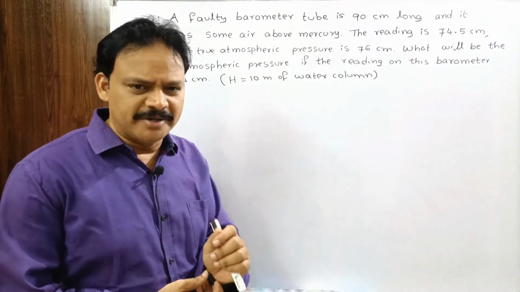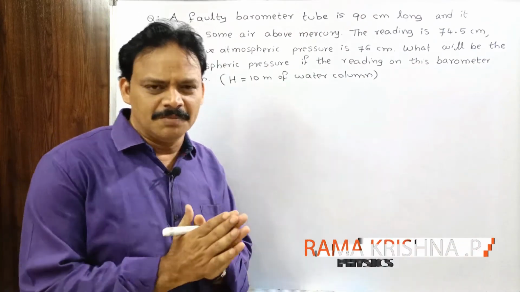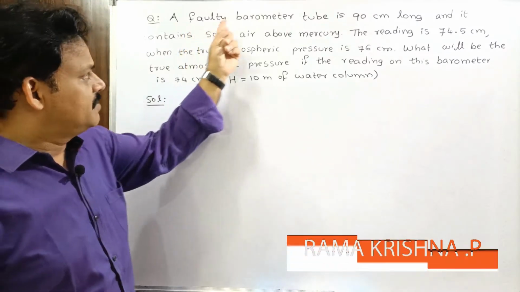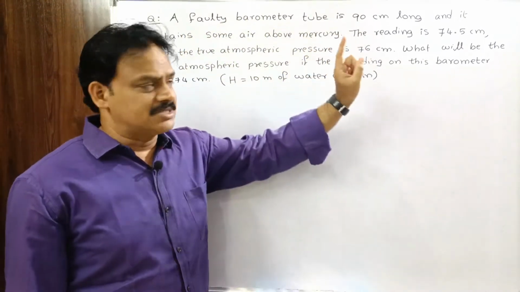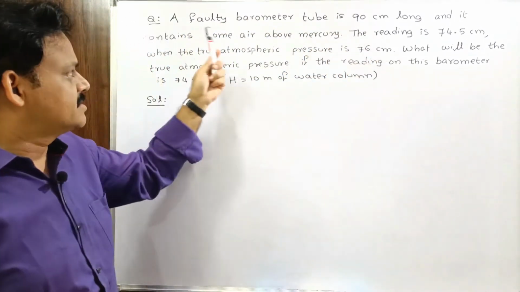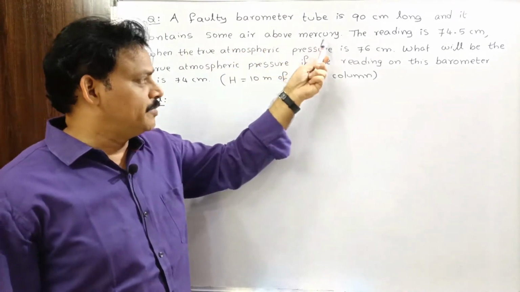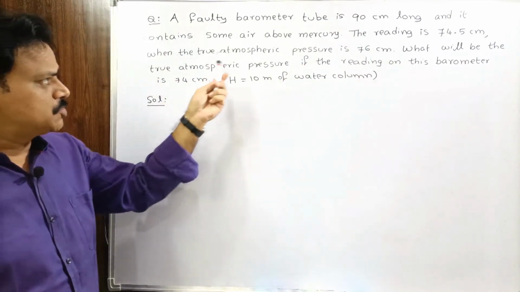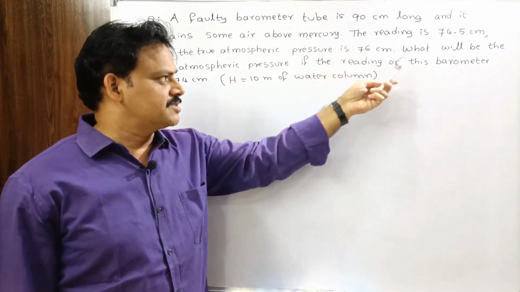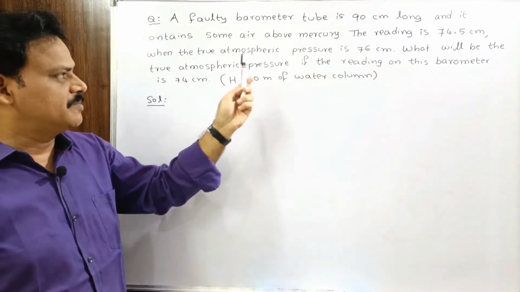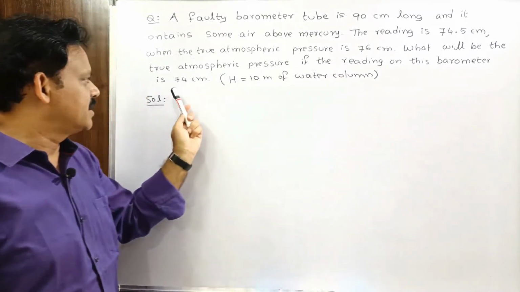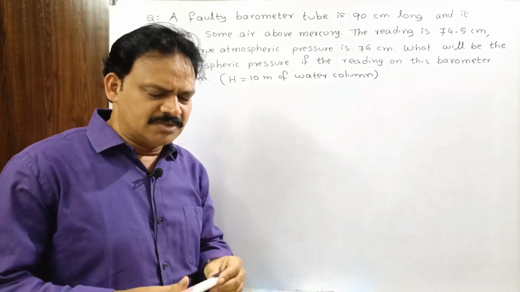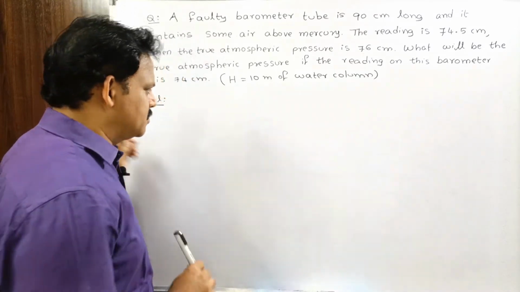Let me do one problem based on the concept of the faulty barometer. Look at this problem. A faulty barometer tube is 90 centimeters long and it contains some air above the mercury. The reading is 74.5 centimeters when the true atmospheric pressure is 76 centimeters. What will be the true atmospheric pressure if the reading on this barometer is 74 centimeters?